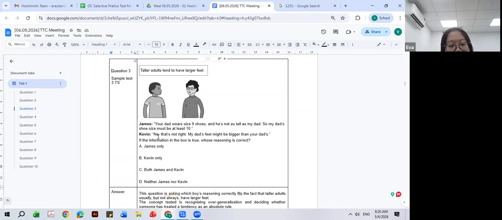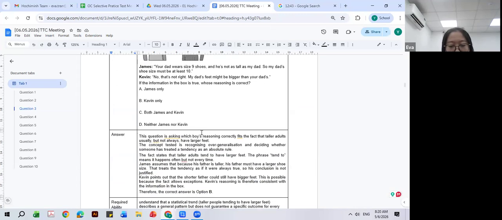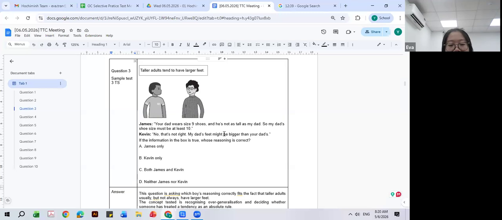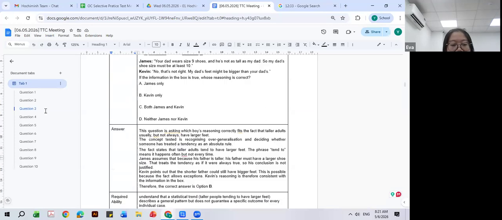And we come to Kevin. Kevin says that no, that's not right. My dad's feet might be bigger than your dad's. This is correct because he used might be, not must be. So Kevin's reasoning may be correct. So we choose the correct answer, option B.